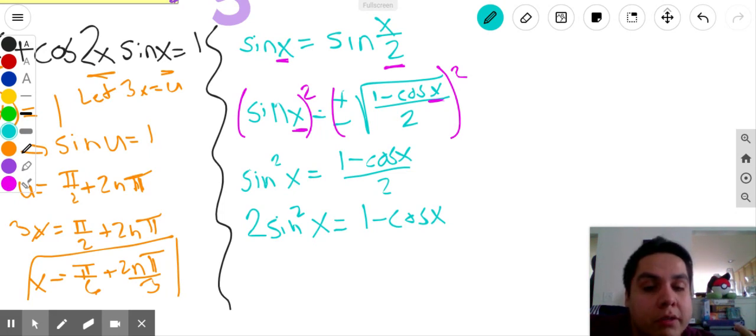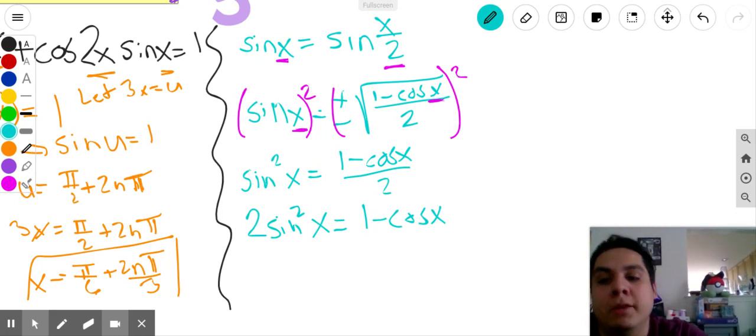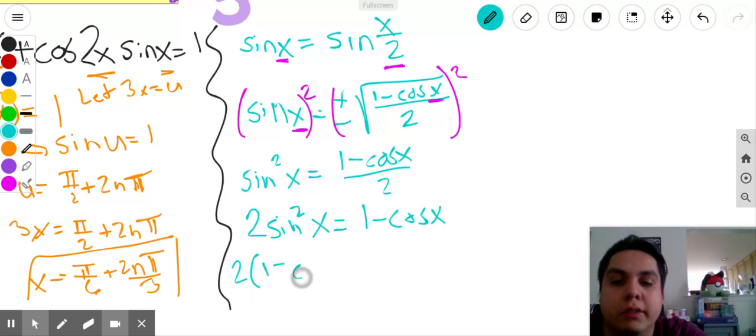If I wanted to, I could try to use a cofunction identity to turn cosine into a sine, but the issue is that then it changes my input, so I'm not going to do that. I can take the sine squared and rewrite it in terms of cosine if I use a Pythagorean identity. So we have 2 times 1 minus cosine squared should equal 1 minus cosine of x.